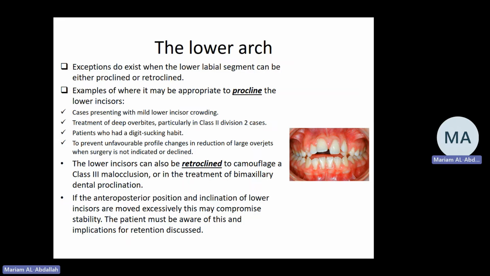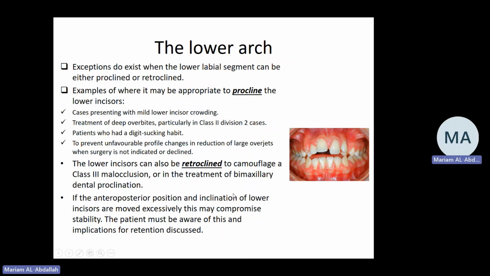Patients who had a digit sucking habit, of course, thumb sucking habit will force the lower incisors lingually. Again, this is not the natural balancing zone. So we stop the habit, and then we can procline the lower incisors into their balancing zone between the lips and the tongue.